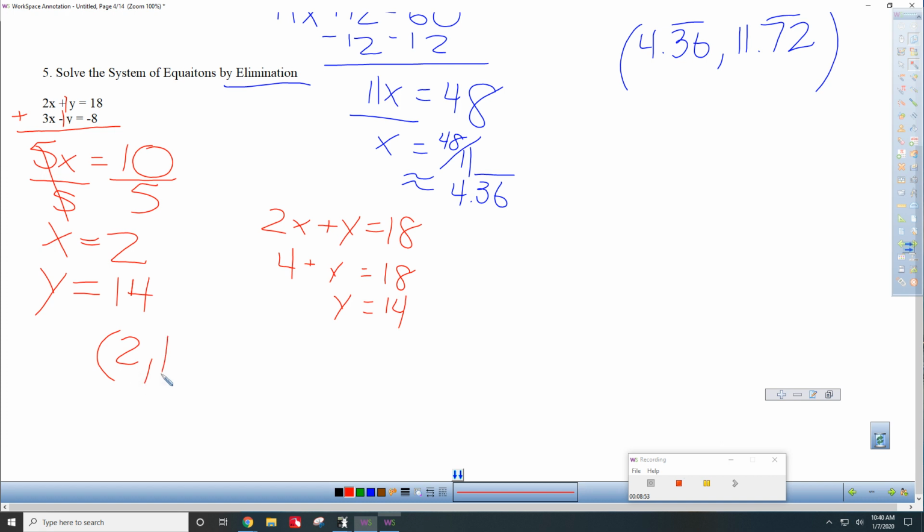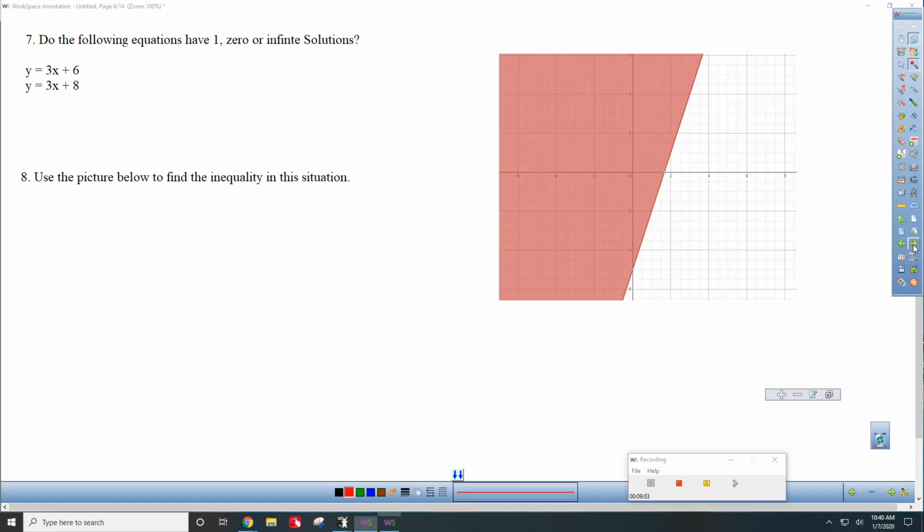So you could write the answer like an ordered pair. So far, so good? Okay.